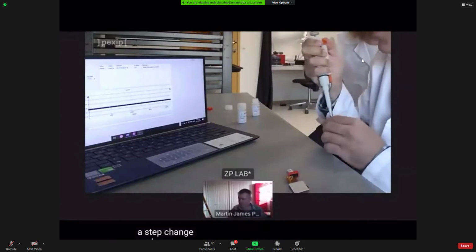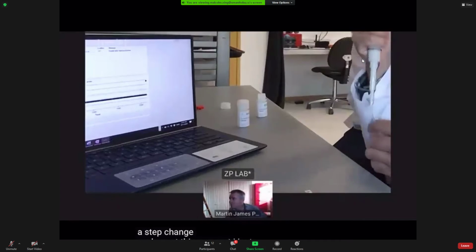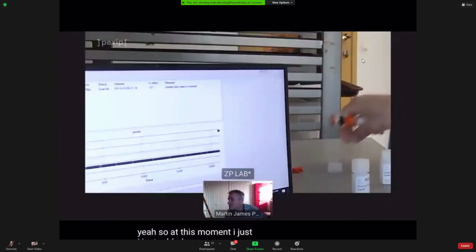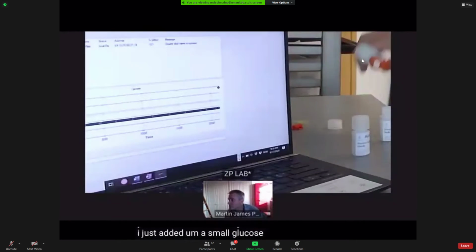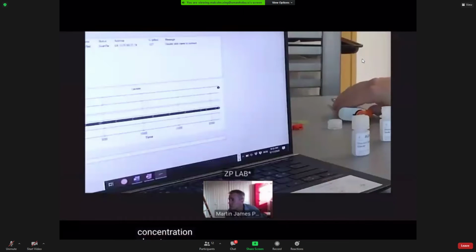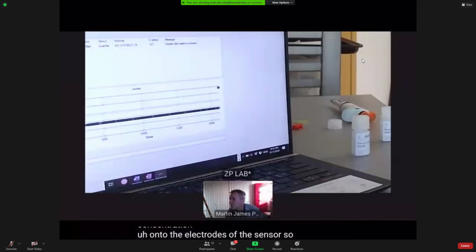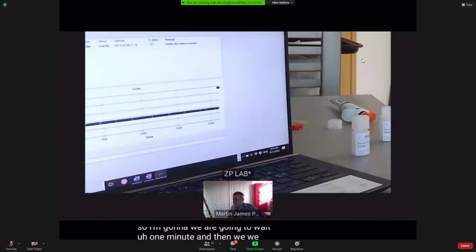At this moment, I just added a small glucose concentration onto the electrodes of the sensor. So you did see a step change. The sensor has become wet. So we are going to wait 1 minute, and then we change to a different concentration.